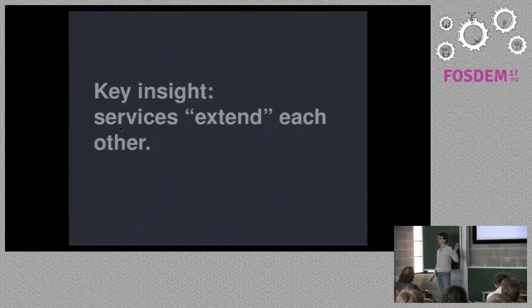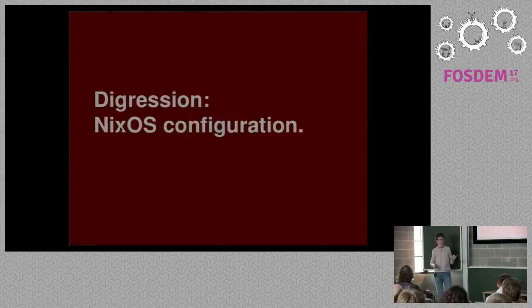So the key insight here from this free desktop example is that services, you could think of them as extending each other, right? So like colord, colord provides a .service file to dbus, so that you could think of it as extending the functionality of dbus in a way. And you have upower that provides udev rules to udev, which is sort of like extending udev. And that was the key insight when we started redesigning services in GuixSD.